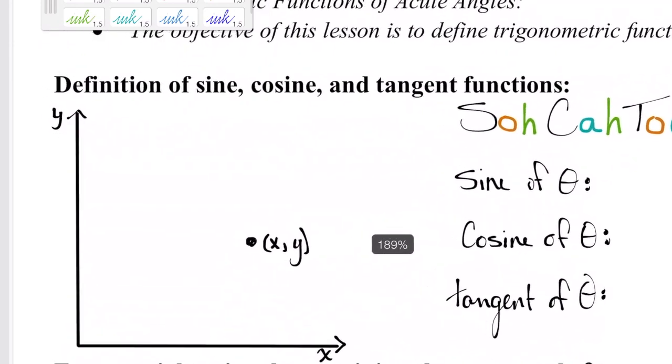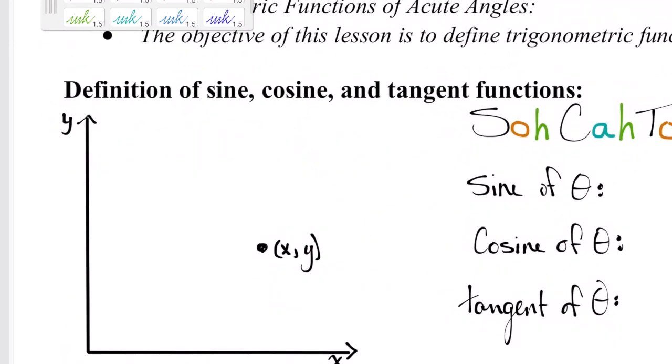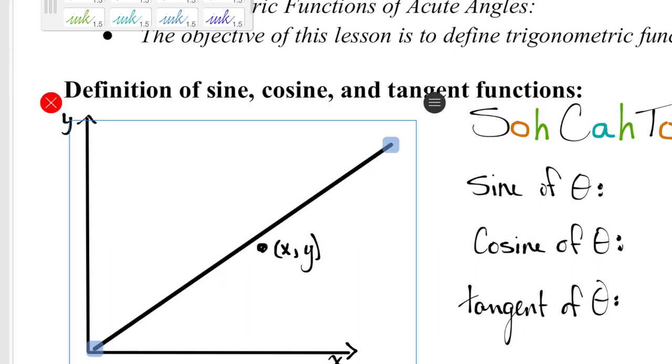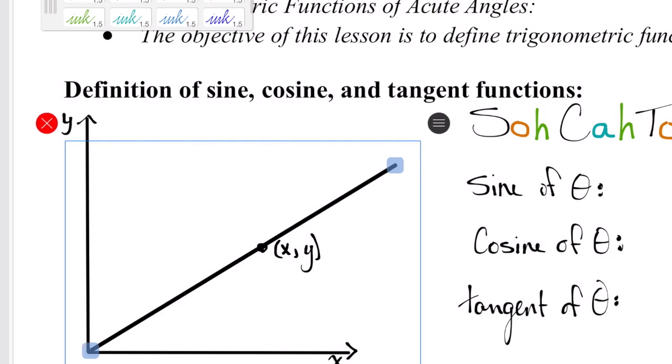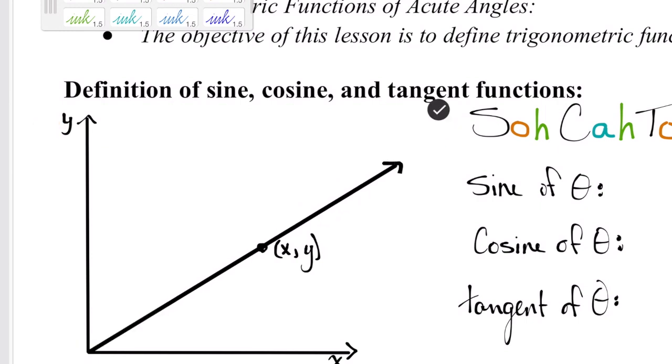So if I have some xy value, I have a line that's going through that point. So it's creating an angle. We like to create a triangle from this. So I have my angle down here in the corner.